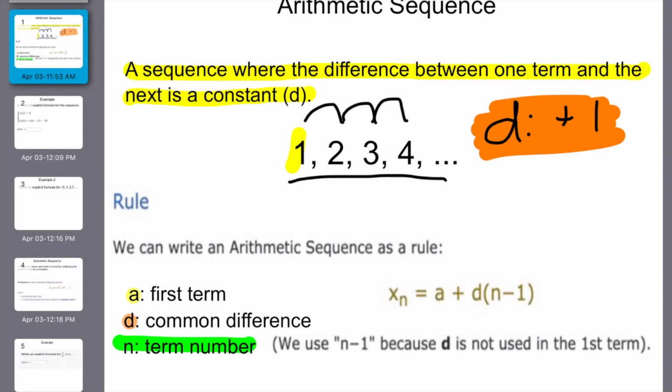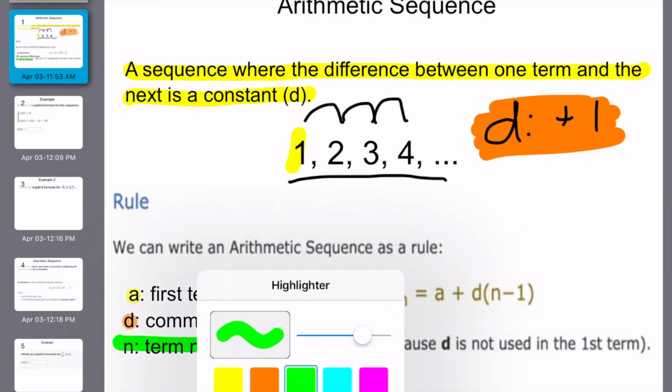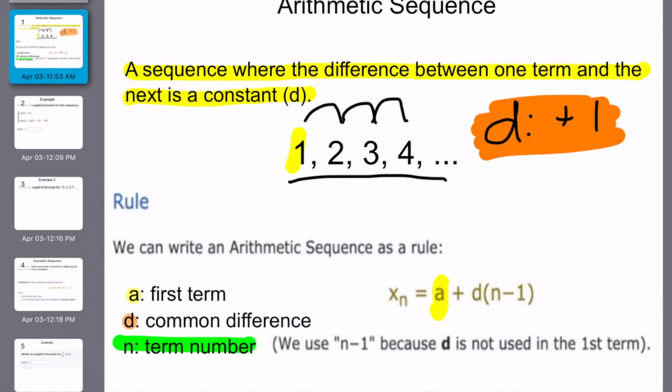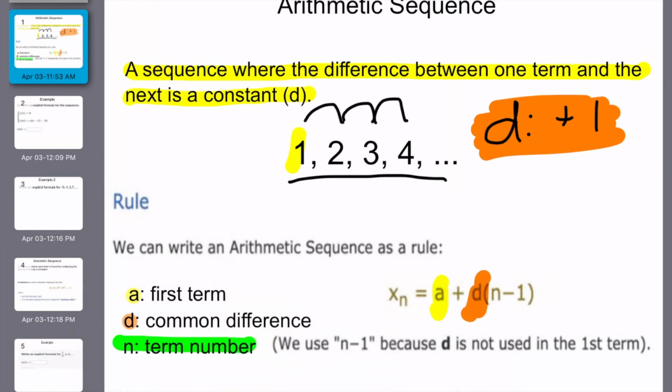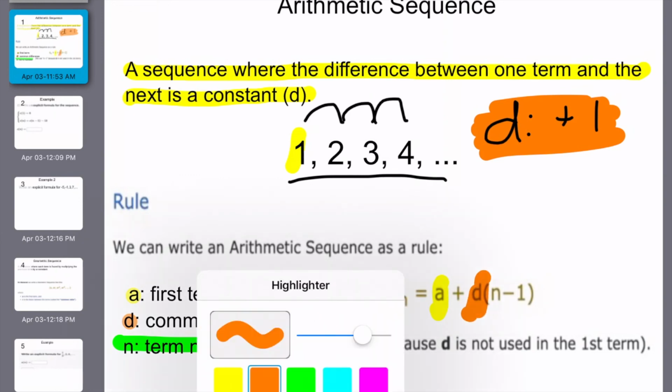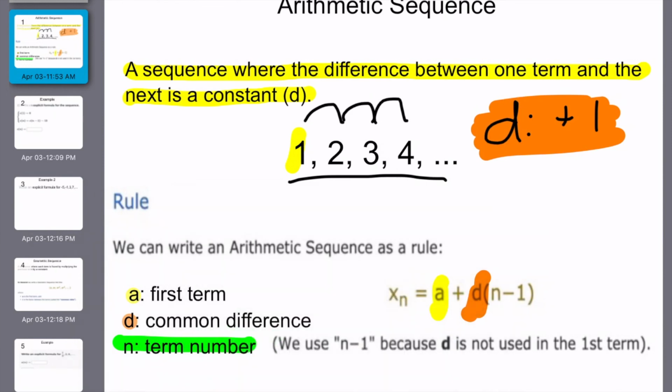So we can see each of these elements being used here. We have our first term, we have our common difference, and we have our term number right over here. And it's going to be our term number subtracted by 1. So let's put this into practice.